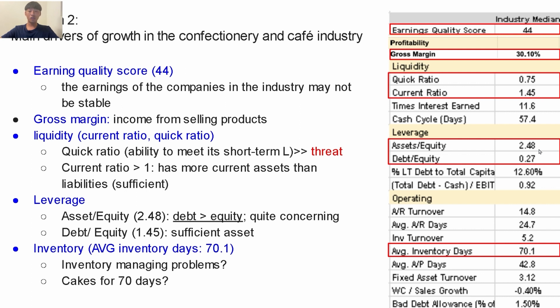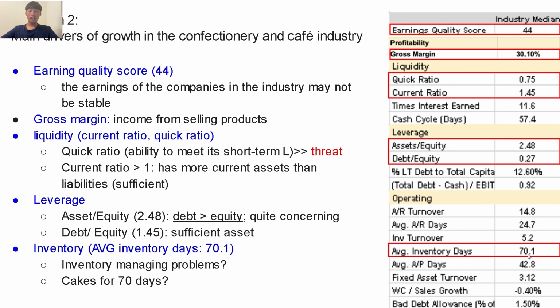The high value of leverage is quite concerning. In general, companies will like to keep this below 2, but as you can see, 2.48 means that this industry may be quite in debt. The other thing is that the average inventory days is 70.1 days. In our opinion, it is too long for a coffee industry.